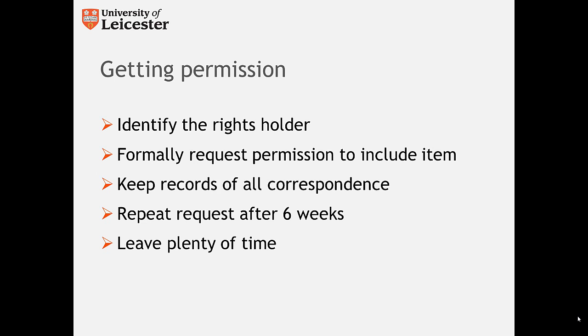If you do receive permission, then make sure you fully reference the item and acknowledge the permission that was granted. Make sure you adhere to any conditions that come with the permission. Some rights holders might request a fee to include their item. This can range from a few pounds to £50 or even higher. Make sure you discuss with your supervisor if the question of fees comes up.